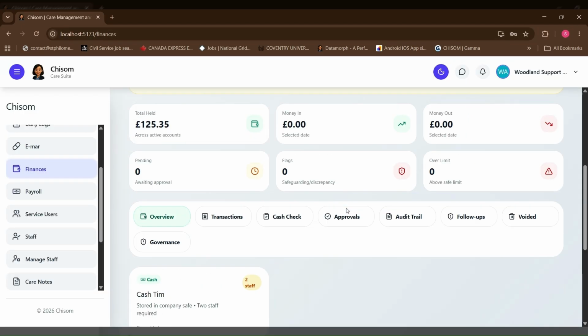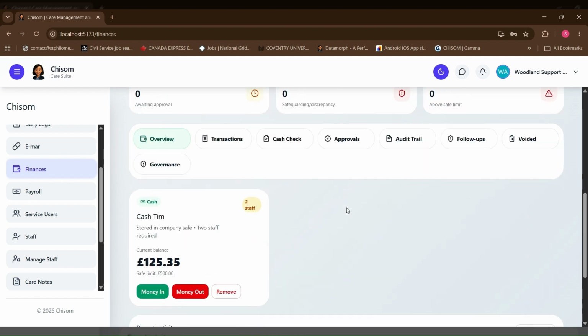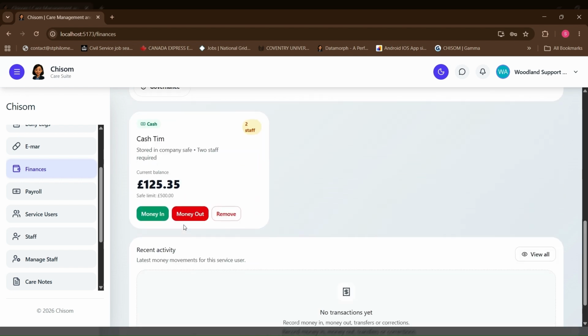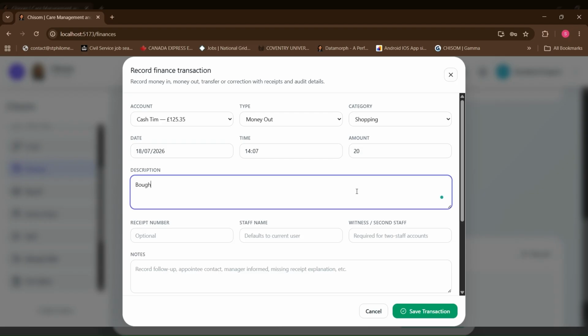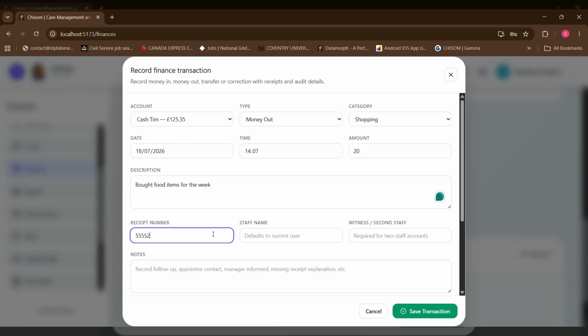So let's say Annabelle took £20 from this for shopping, right? Then description: bought food items for the week. Okay, so now I put the receipt number, let's say this receipt number, then staff name, let's say David, and second, let's say Sophia.